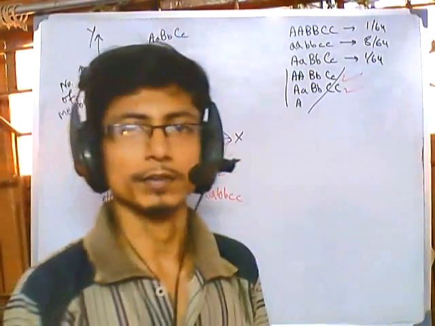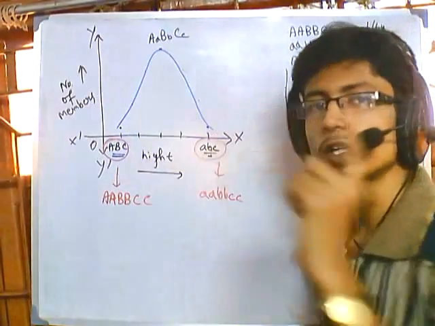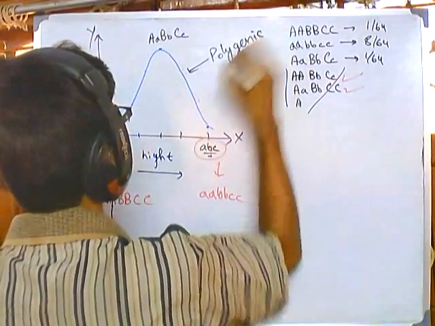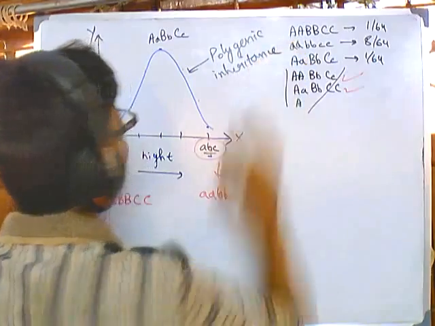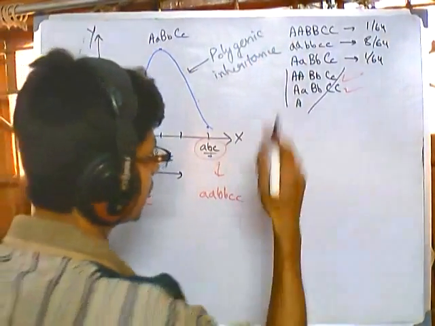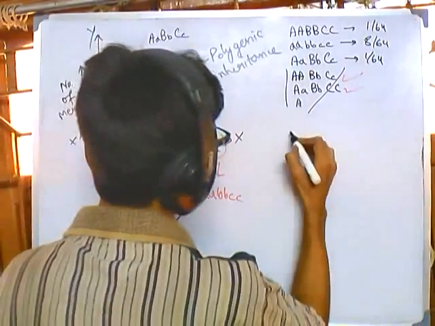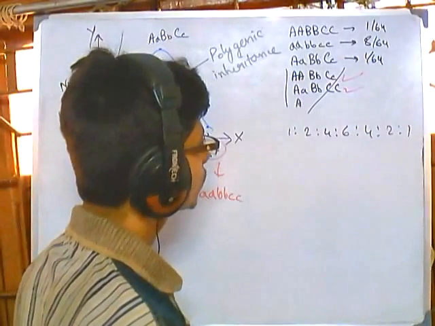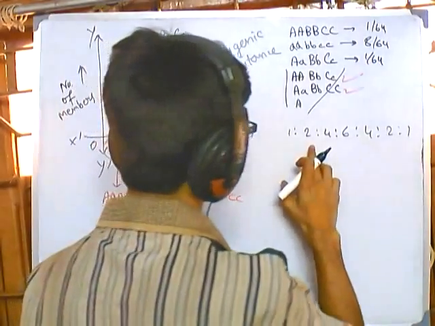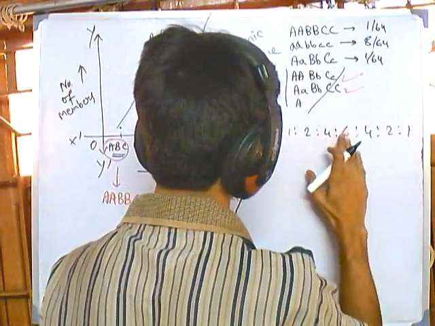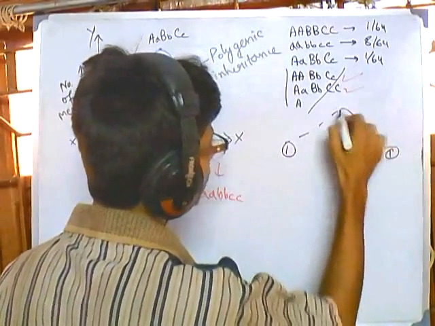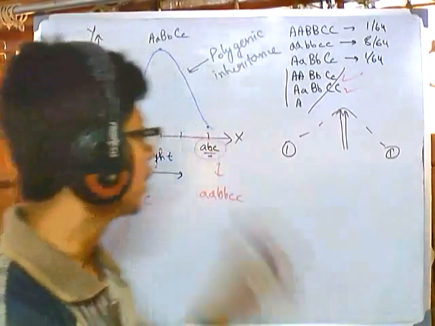So if we draw a graph, we get a bell-shaped curve. This bell-shaped curve is a characteristic curve for polygenic inheritance. All the time this bell-shaped curve is telling us it is polygenic inheritance, and the pattern they give us is also of the polygenic type. It has a ratio like that. If there are 16 people, the ratio will be 1:2:4:6:4:2:1. So the terminal values will be less, and the intermediate value will be the highest. This is the pattern of polygenic inheritance.